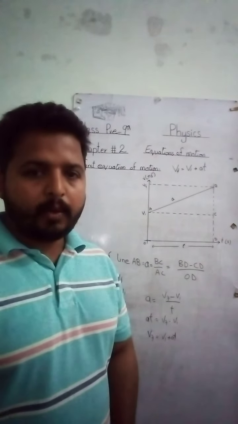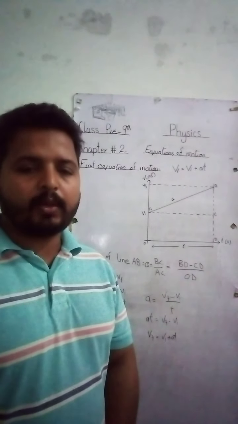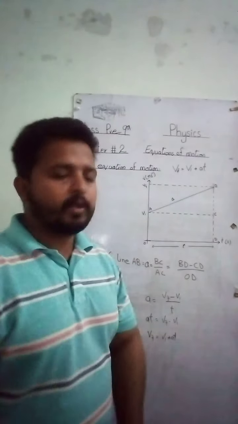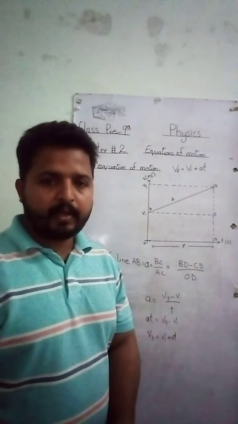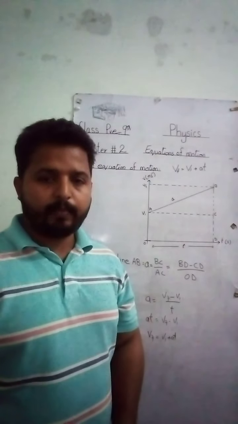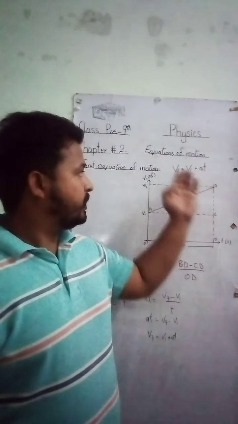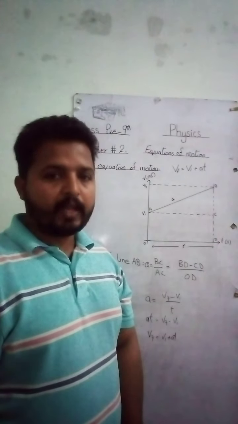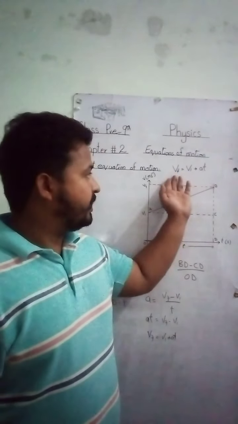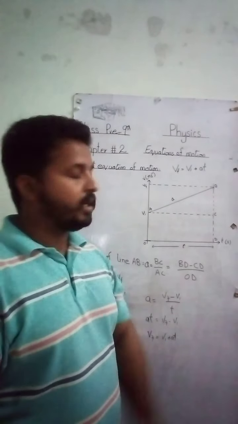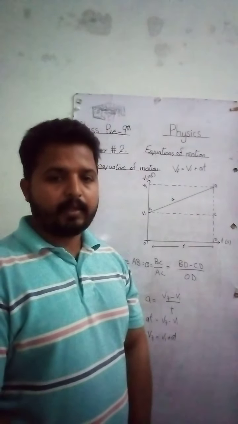As you know, nowadays we are talking about equations of motion, and today we will discuss the first equation of motion and we will prove it, which is Vf equals Vi plus At. In this, V shows velocity, F shows final, so Vf is final velocity, Vi means initial velocity, A is acceleration, and t is time.